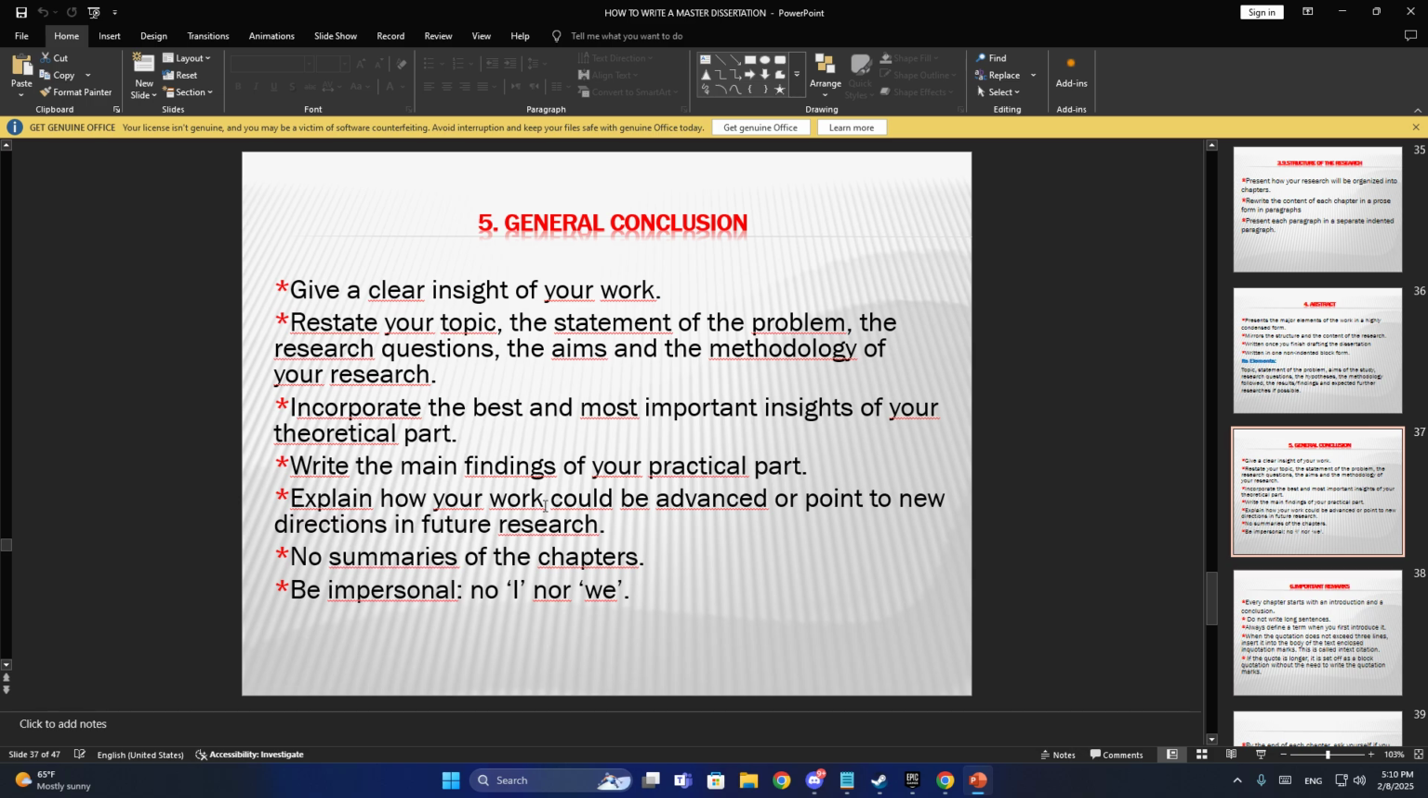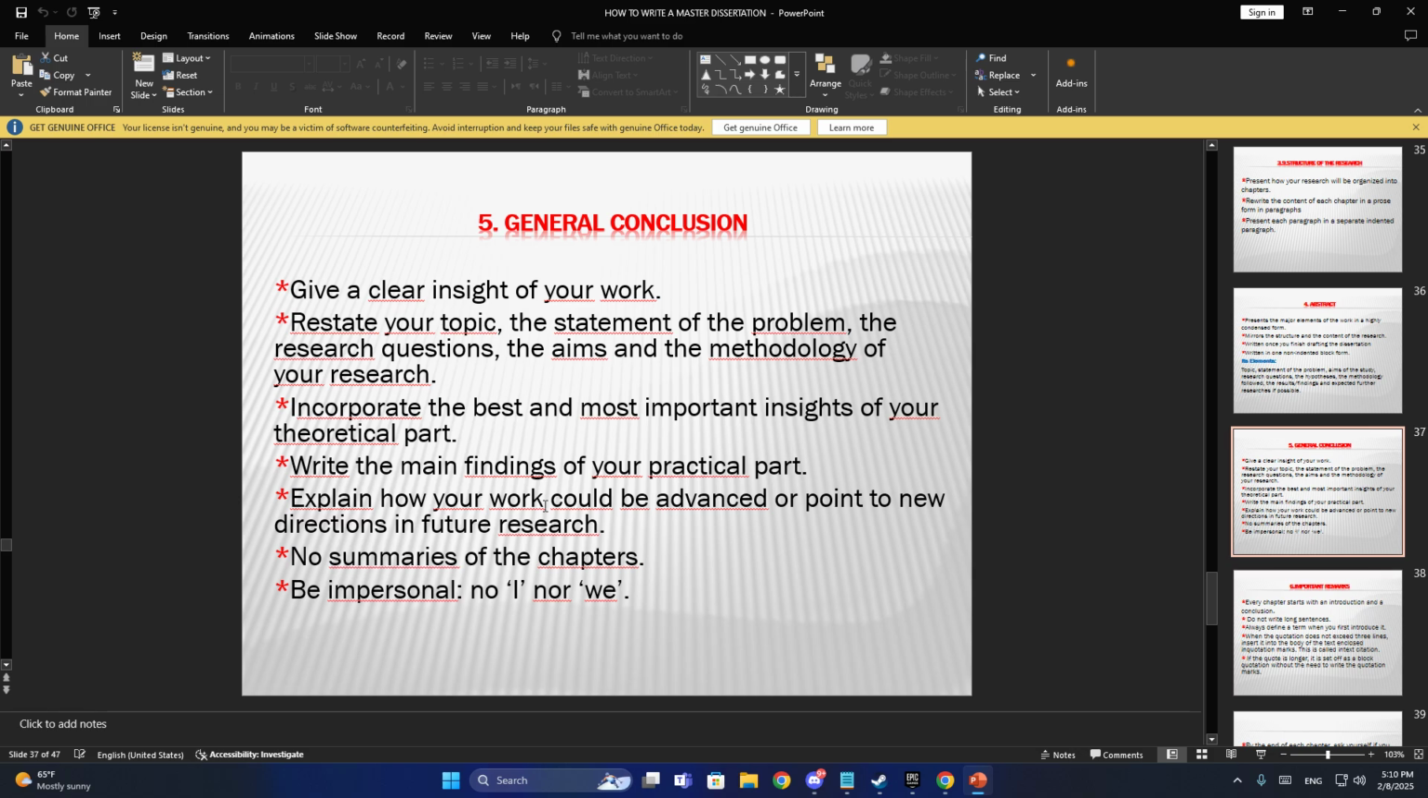The general conclusion comes, of course, at the end of the dissertation. We know that it gives a clear insight into your work. You have to restate. What does it mean to restate? It means you rewrite in different words your topic. You restate the statement of the problem, the research questions, the aims, and the methodology of your research. So these are the points that should be present in your general conclusion.